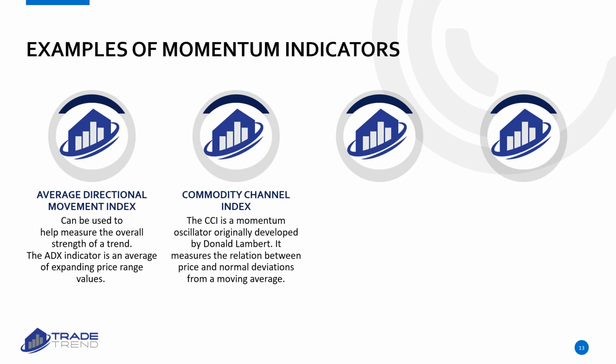The other is the commodity channel index. This one's called the CCI. Donald Lambert developed this one, and it measures the relation between price and normal deviations from a moving average.